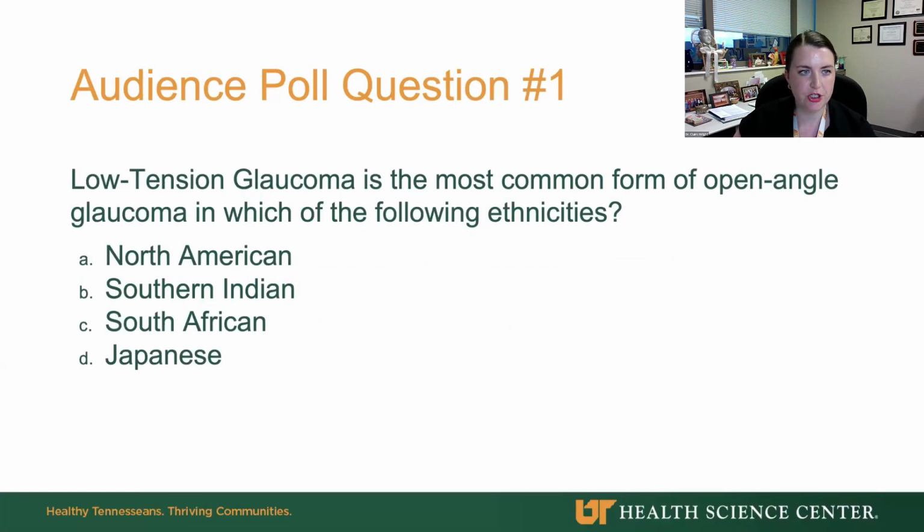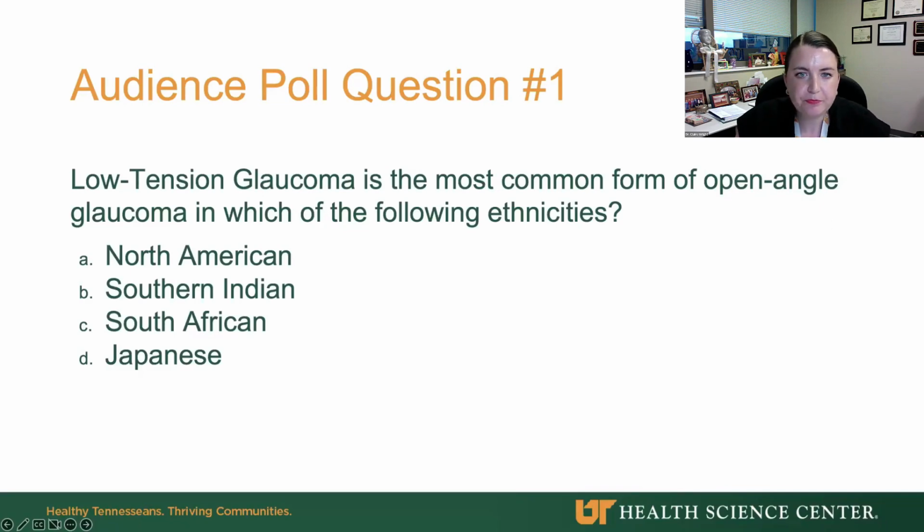So our first question: low tension glaucoma is the most common form of open angle glaucoma in which of the following ethnicities? A, North American, B, Southern Indian, C, South African, or D, Japanese? I'm going to give you all about 30 seconds to answer this.